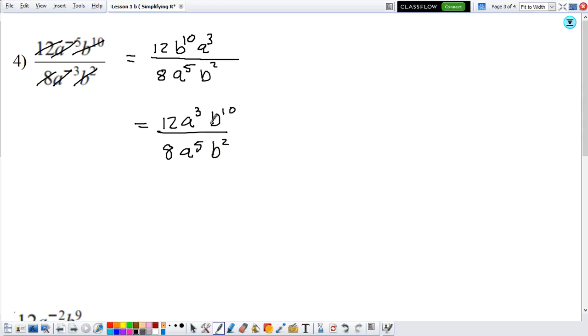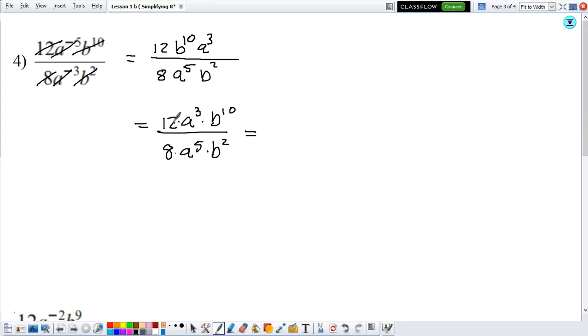Okay, so now we have this. Now, when everything is being multiplied, you're allowed to change its positions. It's fine. Now, why did I write it this way? Because it makes our simplification easier, because everything's kind of in order. So notice that everything is being divided.